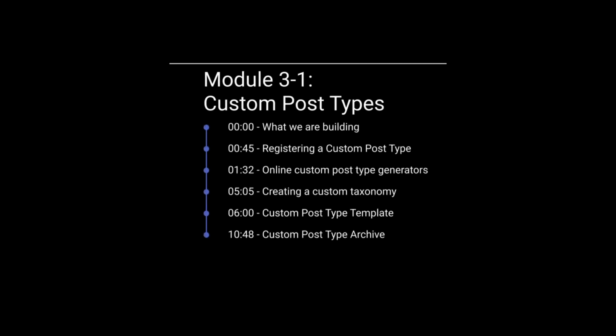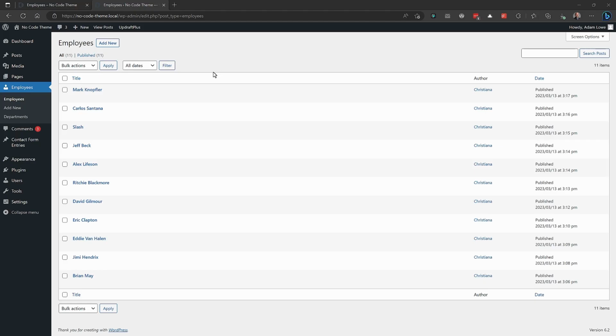In this next module, we're going to make a custom post type, a custom taxonomy. We're going to show how to make theme files to support them, and we're going to make a block with a custom loop to show the information in them.